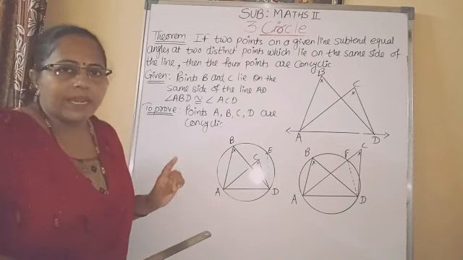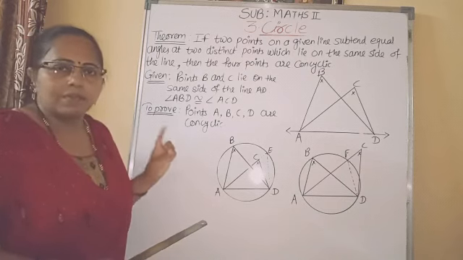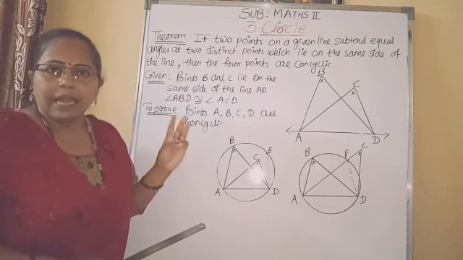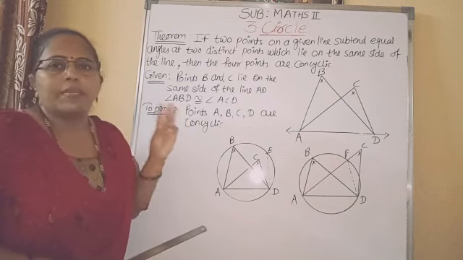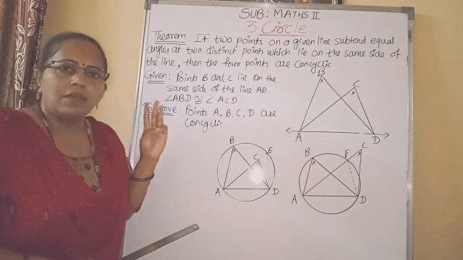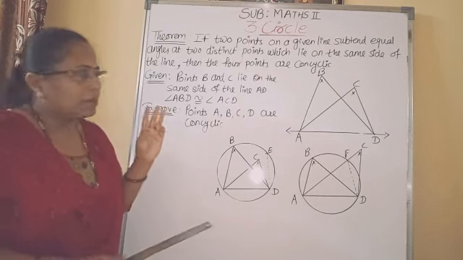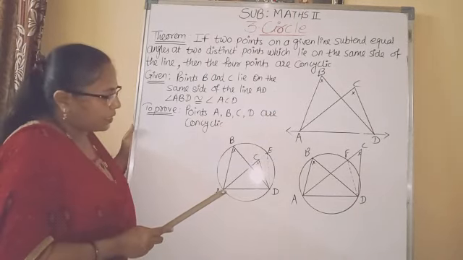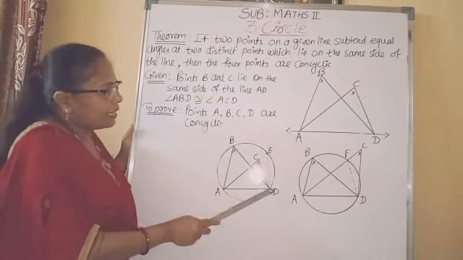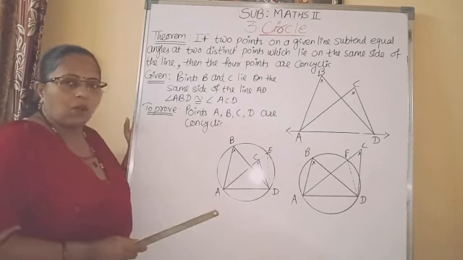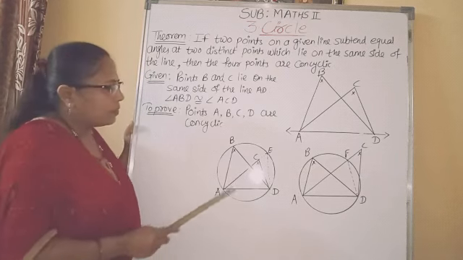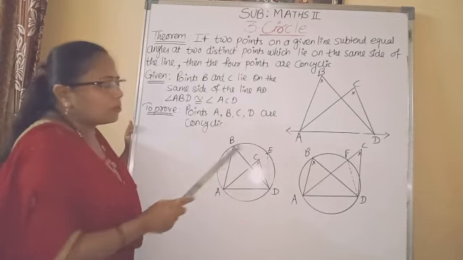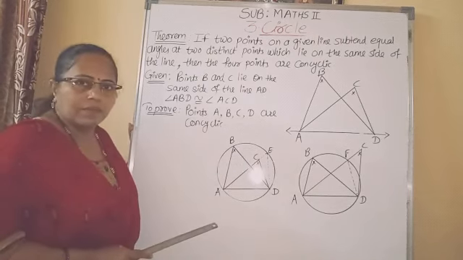As we know, every triangle has its circumcircle, and a triangle has 3 vertices. That means 3 non-collinear points are always concyclic. So out of these 4 points, let me assume points A, B, D, these 3 points are on the same circle. We have to prove the 4th point C is also on the circle.